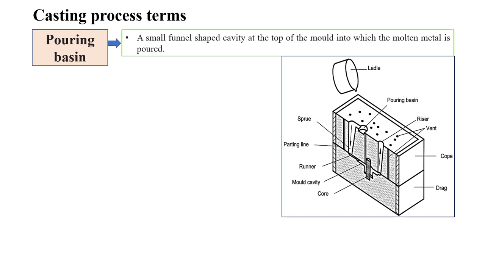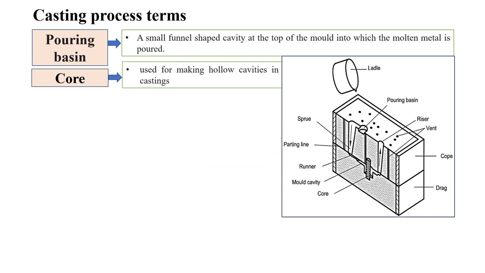The core is generally made separately and put into the drag part. It is used to produce the hollow cavity in the castings.